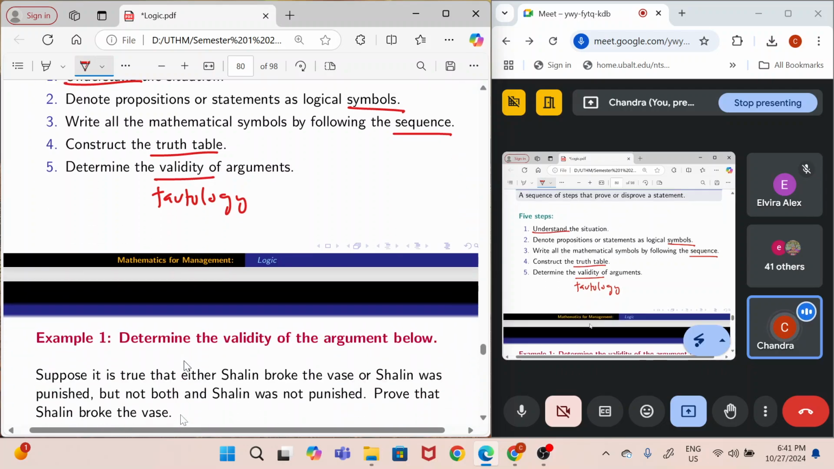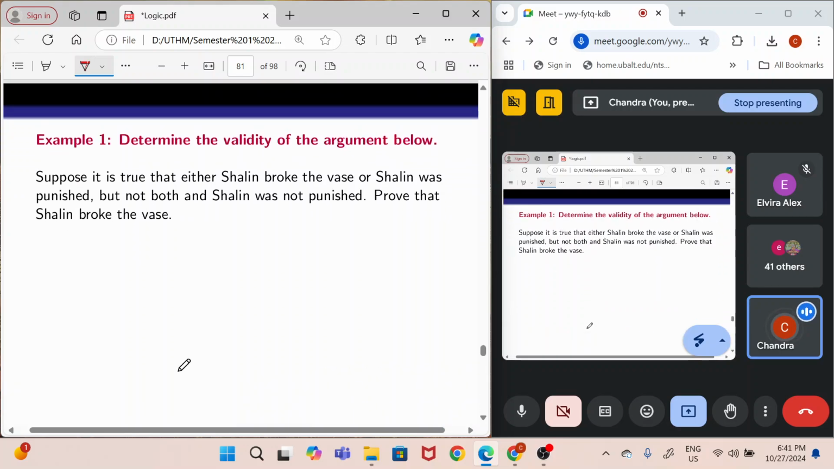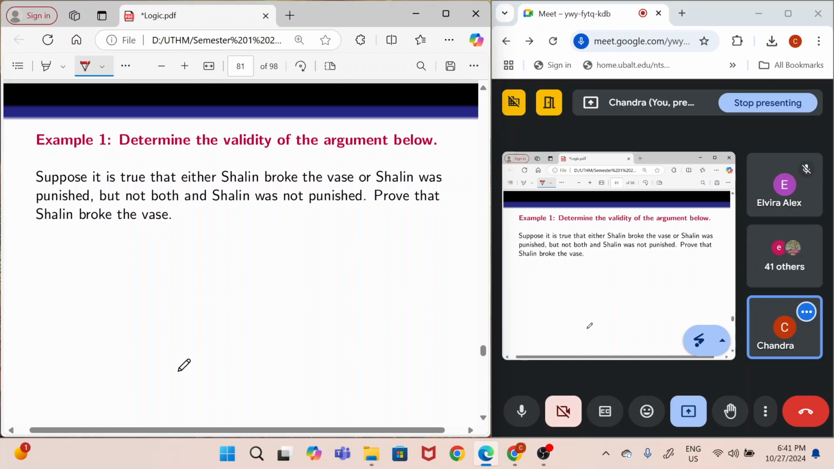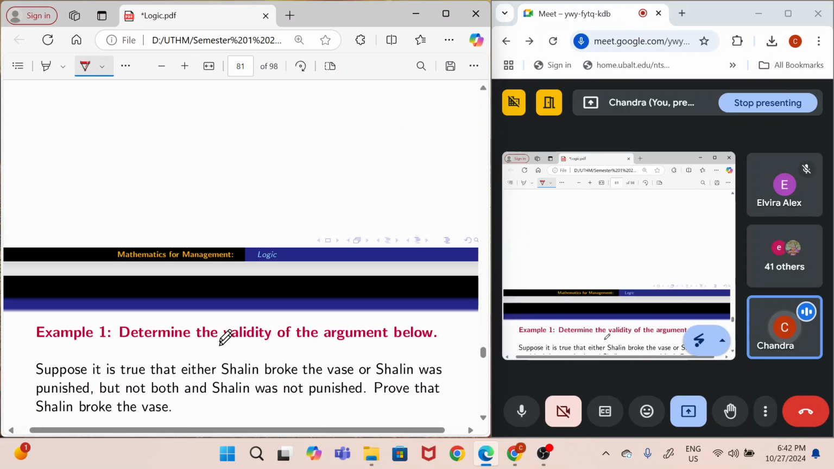Let us do one example here. Look at example 1. Suppose it is true that either Shalin broke the vase or Shalin was punished, but not both, and Shalin was not punished. Prove that Shalin broke the vase. This statement looks complicated, so we're going to see how far this statement is true for all the possible outcomes.